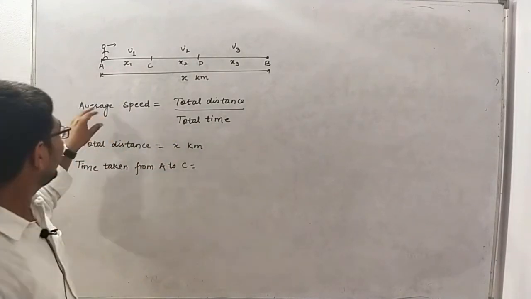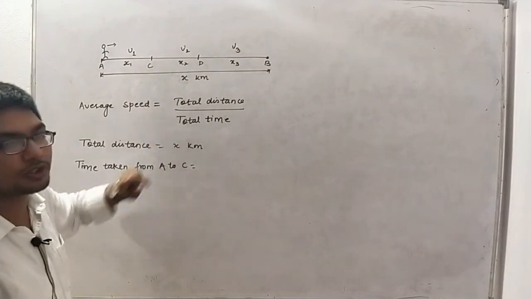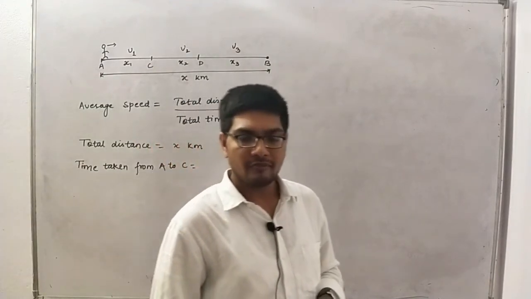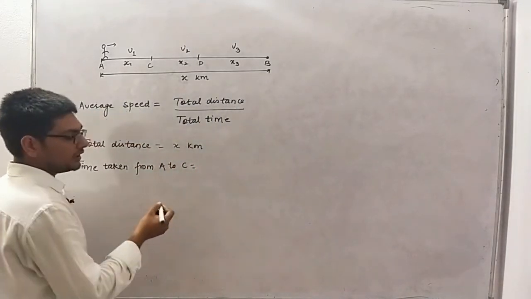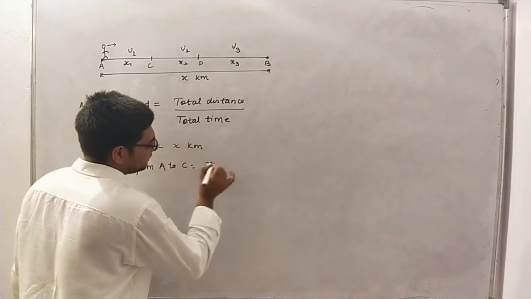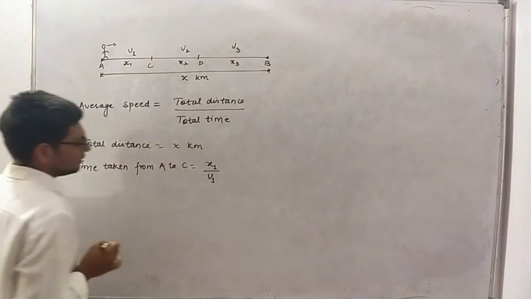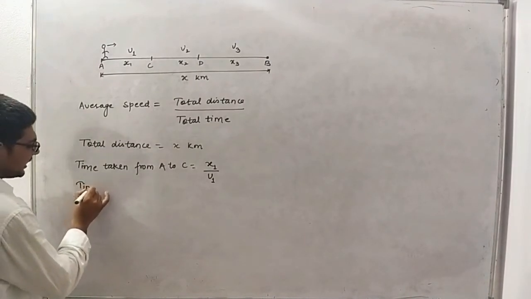You see, average speed is distance upon time, so time is equal to distance upon speed. We have the basic distance, speed, time formula. So time taken is total distance, how much distance he has traveled? x1 distance. With what speed? v1 speed. Similarly from C to D, how much time will he take?